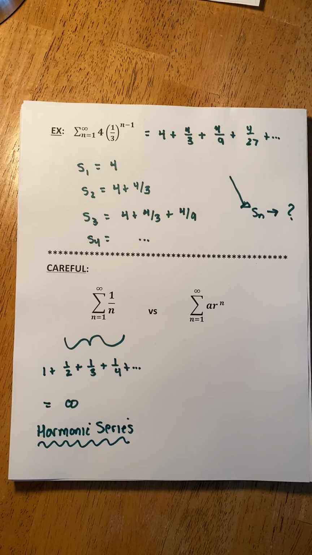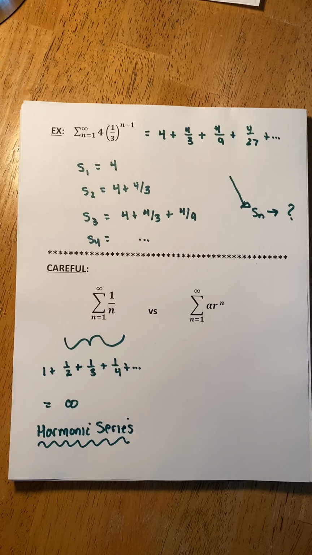This converges if the absolute value of r is less than 1 and diverges otherwise. So if the common ratio is 1 or bigger, or negative 1 or less than negative 1, then this is going to diverge. So, proof.